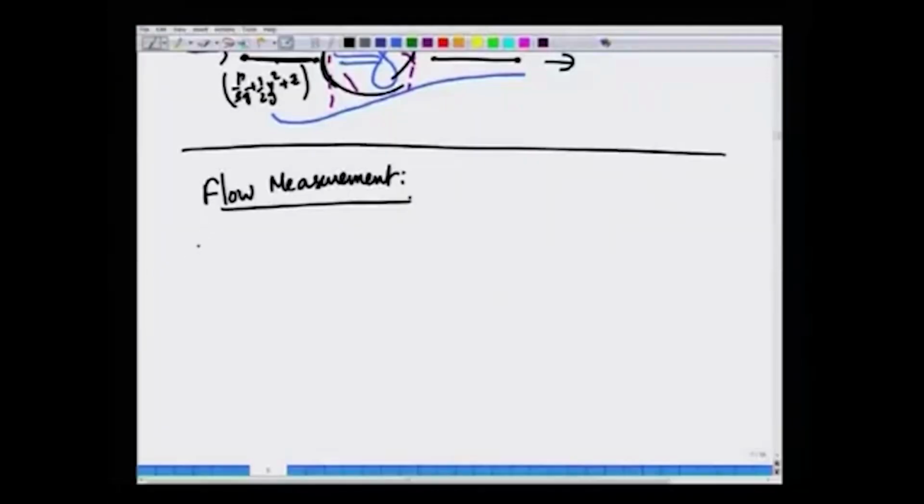So we have a set of devices called restriction flow meters.